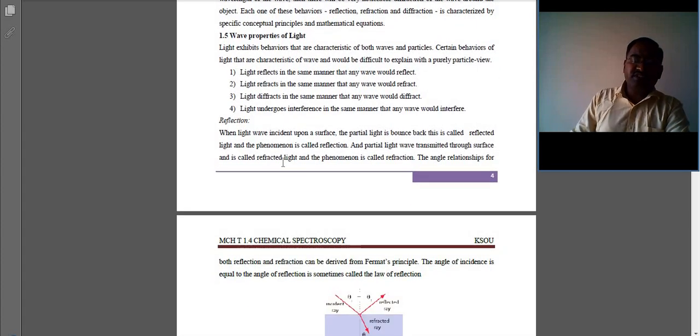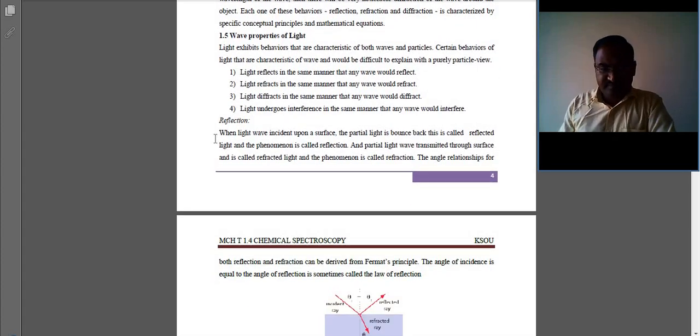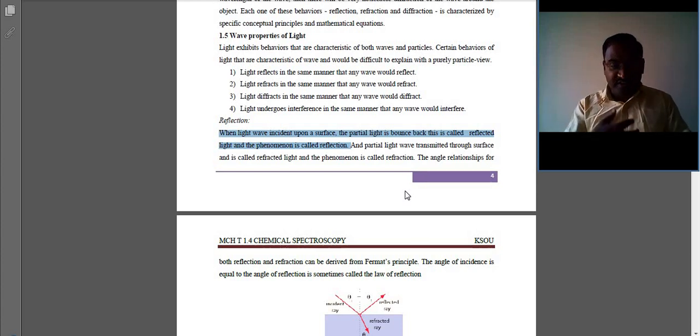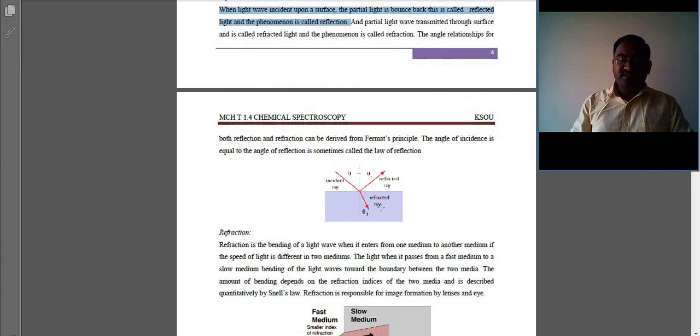The definitions of these: reflection. When a light wave is incident upon a surface, the light that is bounced back is called what? Reflected light, and the phenomenon is called what? Reflection. Just consider this diagram. This is the incident ray, this is the reflected ray, this is the refracted ray.